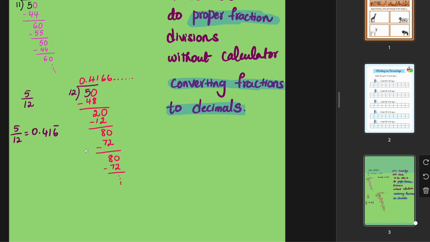So you can clearly see another repeating pattern here. So how would you write this as a recurring decimal? 0.416, and you put a line on 6 because 6 is the repeating number.